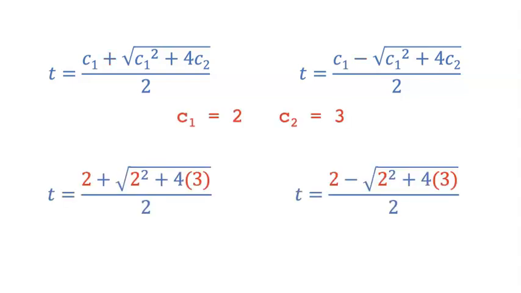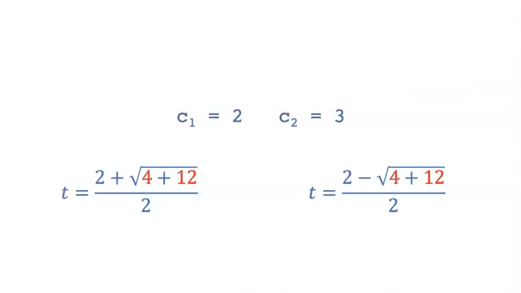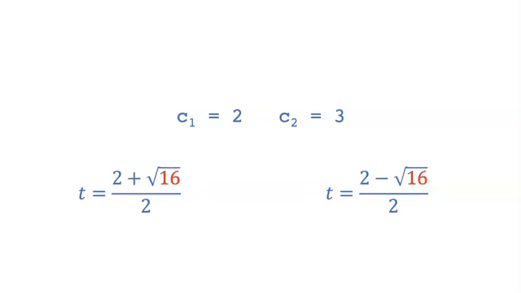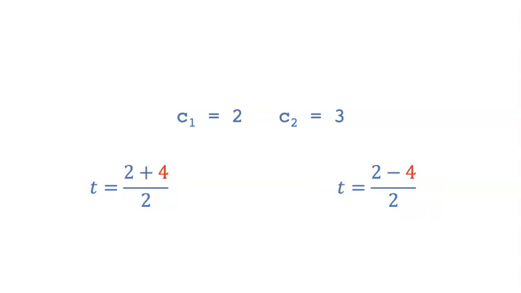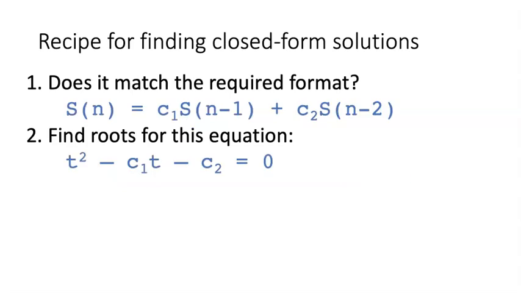Now, back to our example problem. In our example, we found that c1 is 2 and c2 is 3. So let's plug these values into both formulas and see what comes out. So the 2 squared becomes 4, the 4 times 3 becomes 12. Now 4 plus 12 gives you 16. The square root of 16 is 4. So on the left, 2 plus 4 gives you 6. On the right, 2 minus 4 gives you negative 2. So the two roots are 3 and negative 1. Our textbook calls these values R1 and R2, so I'll use that same terminology here. So now we've finished step 2 of the recipe.